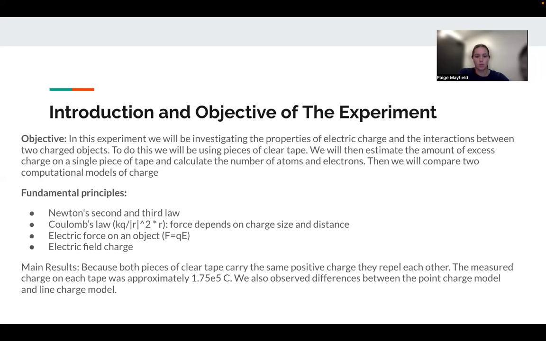And our main results were that the clear tapes carry the same positive charge and repel each other. We measured what the charge was. We also observed differences between the point charge model and the line charge model.